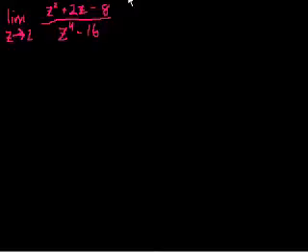Nine times out of 10, when you see a problem like this, because both the numerator and denominator look factorable, the solution is to factor the numerator and the denominator. So this is equal to the limit as z approaches 2. What's the numerator factored? When you add two numbers, you get positive 2, and you multiply them, you get minus 8. So it's probably plus 4 and minus 2.